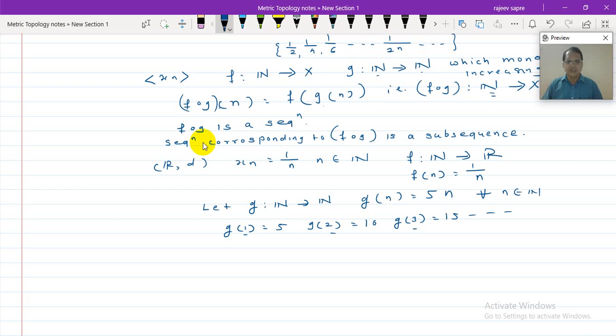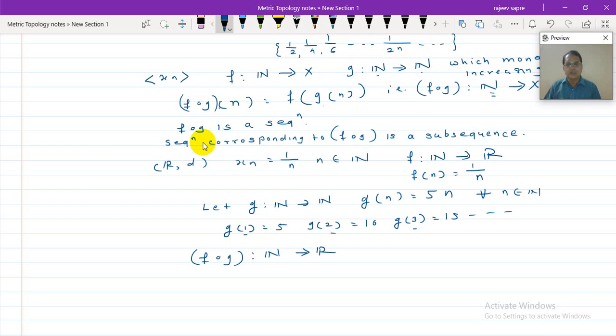Now consider the composition f circle g. f circle g will definitely be a function from N to R. Why? Because g is a function from N to N, we are operating it, and on that f is being operated, so the outcome will be in R. R means this real line. So this is N to R, and any function whose domain is the set of natural numbers is a sequence. So this is also a sequence.